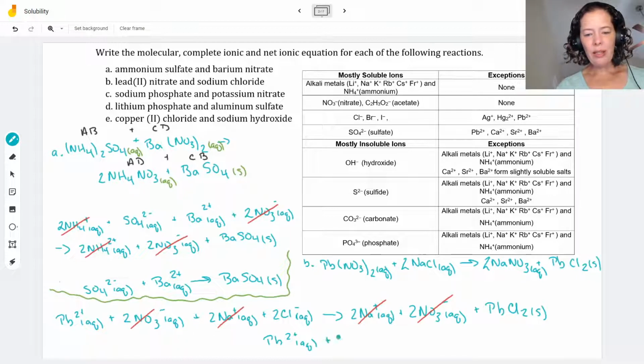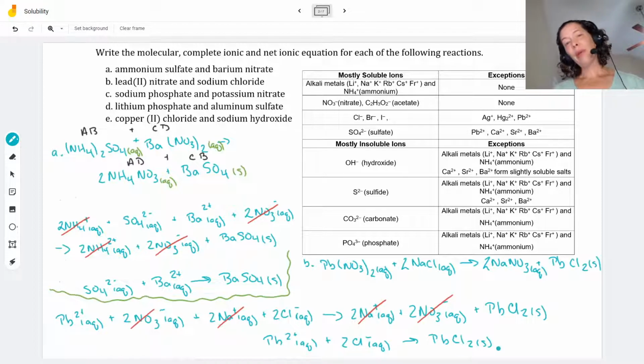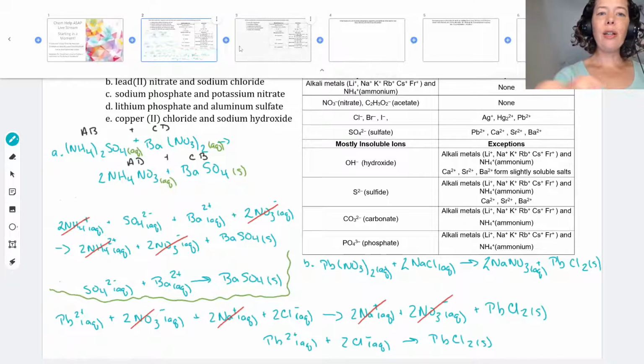That is aqueous plus my 2 chloride anions. And that gives me lead 2 chloride as a solid. Again, if you were going through this and you didn't have this 2, because again, it's really easy to forget, hopefully you would at least pick it up in the net ionic equation and go, wait, this is not balanced. And that should prompt you to go back and check your complete ionic equation and then your molecular equation as well.